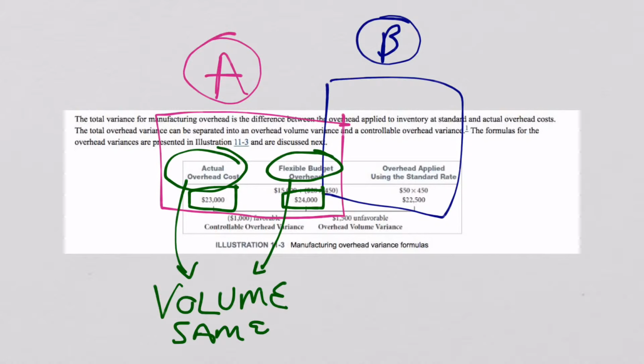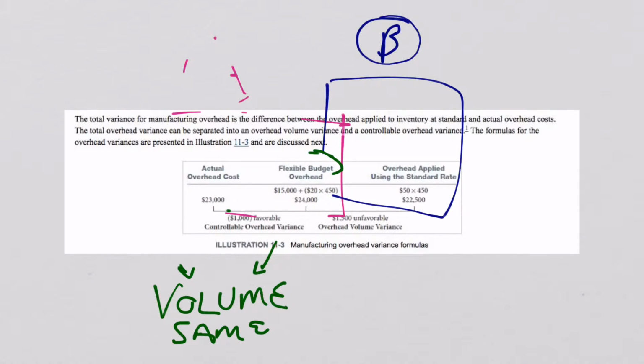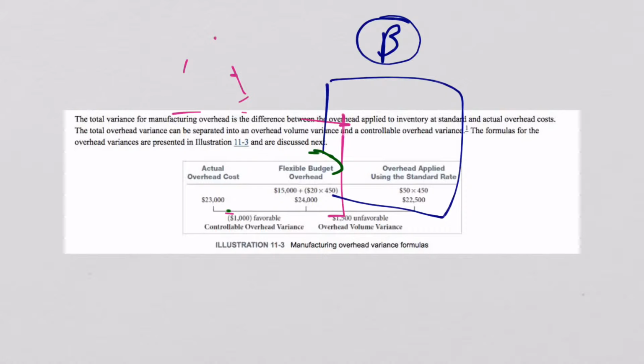All right, the B part over here, which is the second part of the analysis of overhead, is an analysis just comparing what happens to the original budget after we flex the budget based on the change in volume. So this is going to be called the overhead volume variance as opposed to the controllable amount. And basically all we're doing is looking at how much overhead got applied at the actual volume of 450, but the amount that's getting applied was based on the original expected volume. We'll see what this means when we get into it.